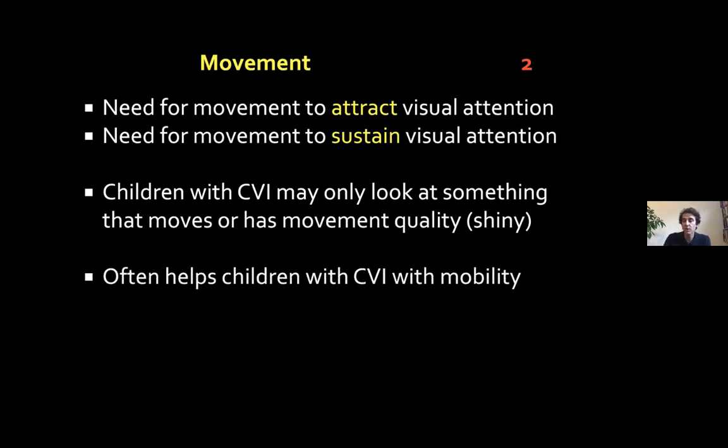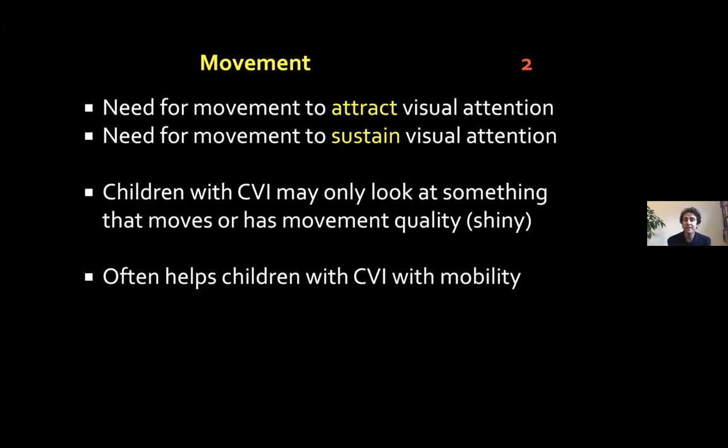So I hear frequently people saying about kids with CVI, well, when they're in movement, when they're walking down the hallway or going down the hallway in their wheelchair, they seem to be looking at everything, but when they're stable in the classroom, they're not. The reason for that is that when you're moving, it's almost as if the world is moving. And so it's easier to process the information that's around you.